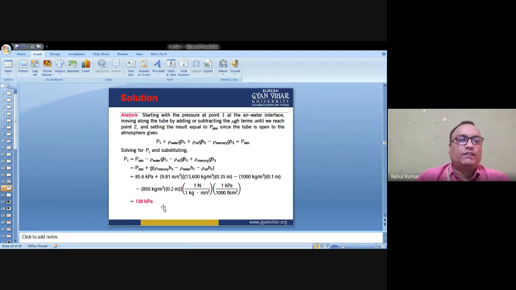Then the pressure here is 130 kilopascal. And then what is the gauge pressure here? Okay, so what is the gauge pressure? Just 130 minus 85.6. The gauge pressure here is 44.4 kilopascal, right? This is the answer to this question.